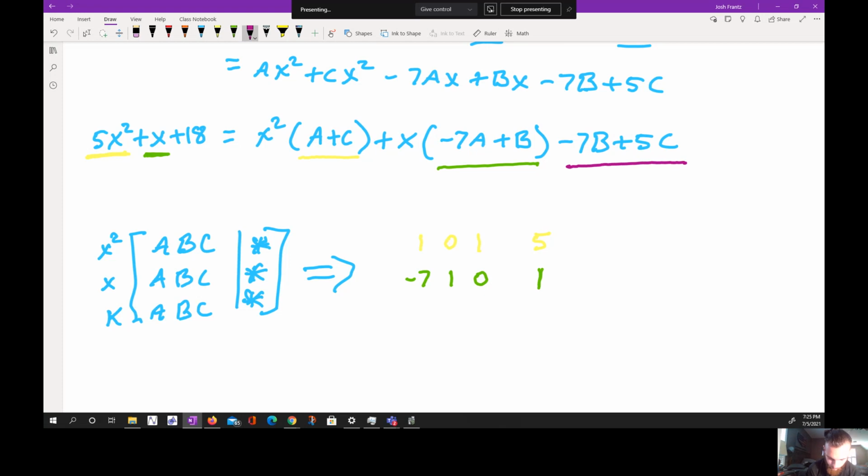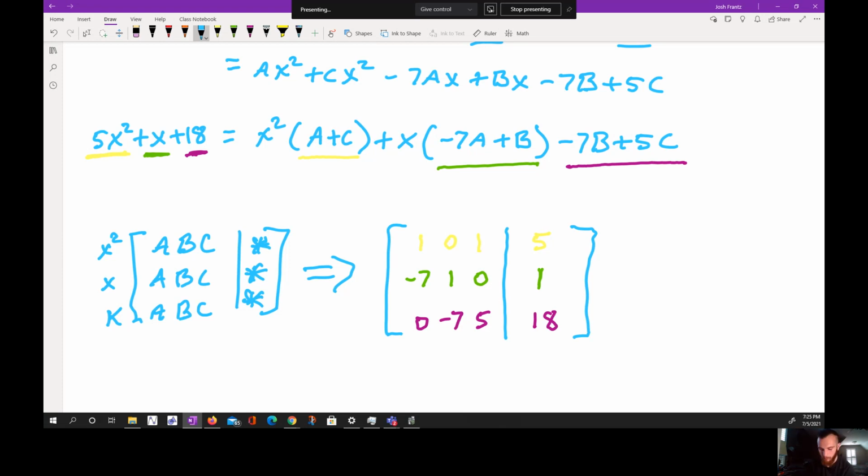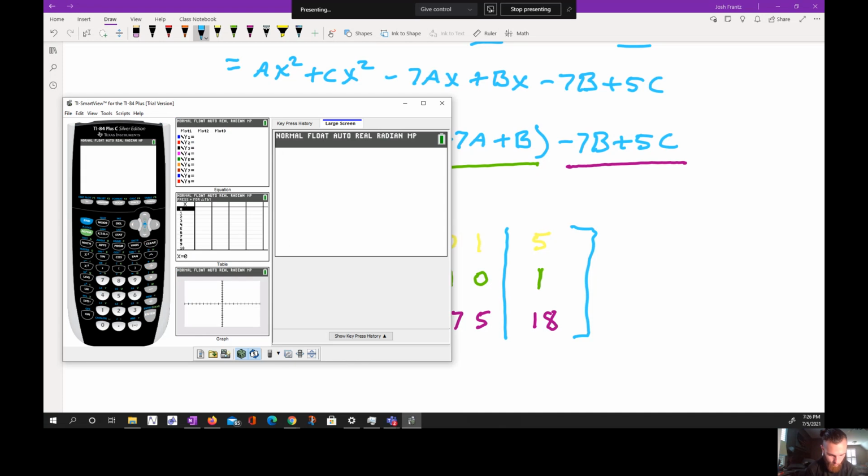Lastly, we look at our constants here. So we have 0a's, negative 7b's, and 5c's. And that has to equal 18. All right, perfect. Draw our line here to separate what all of those have to equal. And now we're ready to go ahead and insert this into our TI-84. So let me show you how we do that.